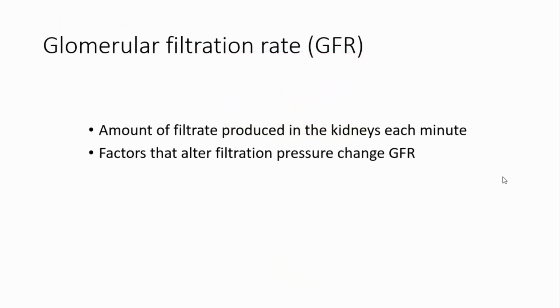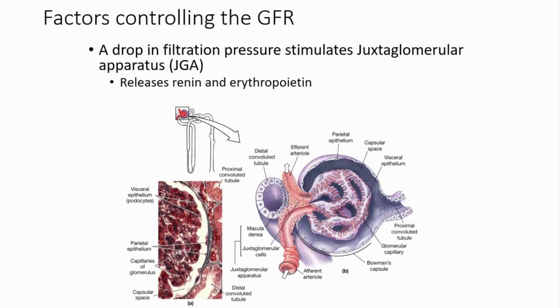Glomerular filtration rate, or GFR, is the amount of filtrate produced in the kidneys each minute. Factors that alter filtration pressure will change GFR, either increasing or decreasing it. Some factors that control GFR: a drop in filtration pressure stimulates the juxtaglomerular apparatus, which is made up of the macula densa and the juxtaglomerular cells. This then releases renin, and we'll talk about what renin does in a second, and erythropoietin.